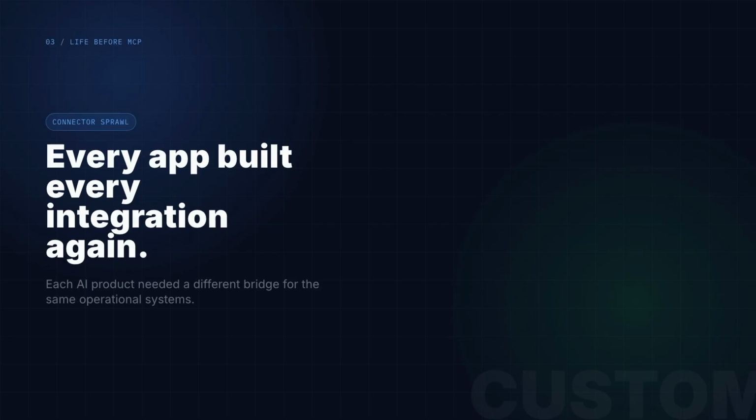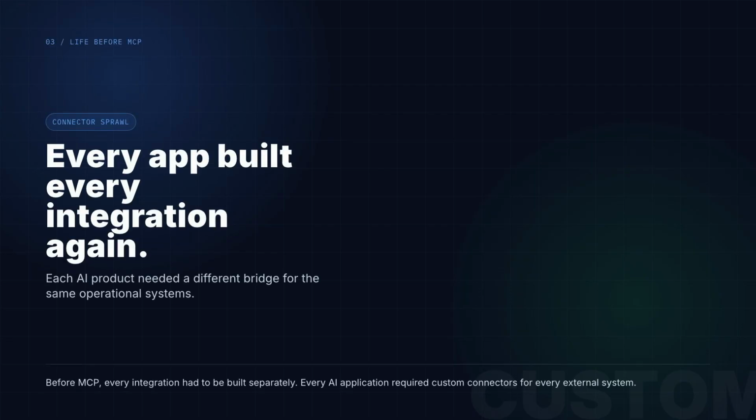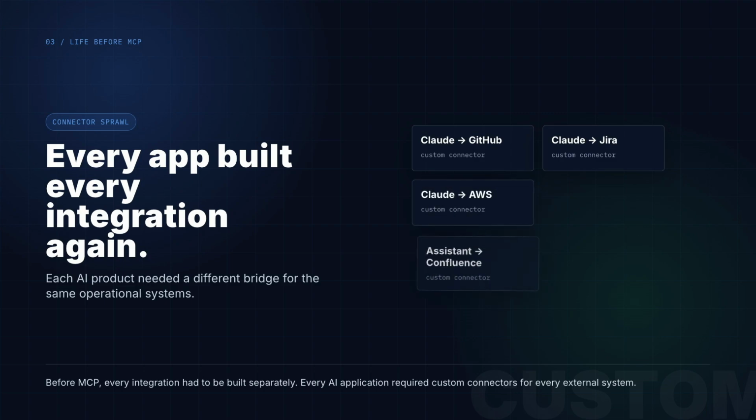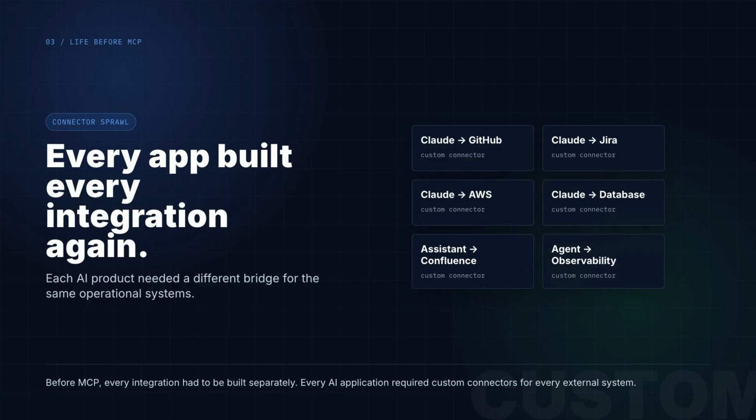Life before MCP. Before MCP, every integration had to be built separately. If Claude needs access to GitHub, someone had to build a custom GitHub connector. If another assistant needed Jira, that required another custom connector. If a third product needs AWS, Confluence, a database, and observability tools, each of those required more custom work.